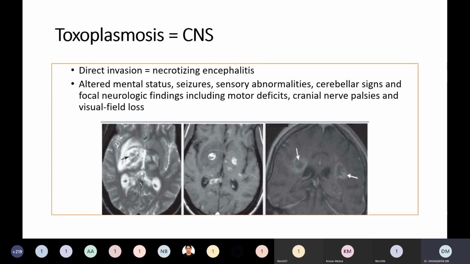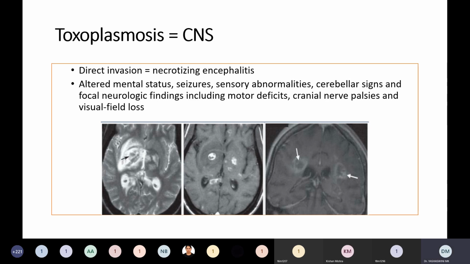If it's a CNS infection, it could be direct invasion where there is necrotizing encephalitis development. This results in altered mental status, seizures, sensory abnormalities, cerebellar signs, and focal neurological findings like motor defects, cranial nerve palsies, or even visual field loss, based on what site of the brain is involved. Which part is involved, which cranial nerve it is pressing. Based on all these things, the Toxoplasma CNS infection can happen.